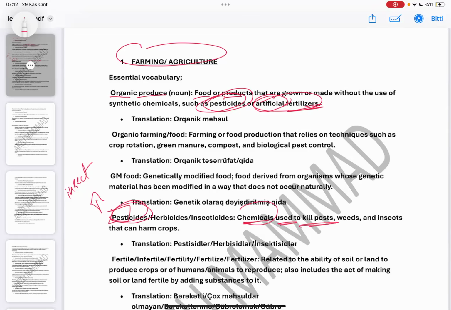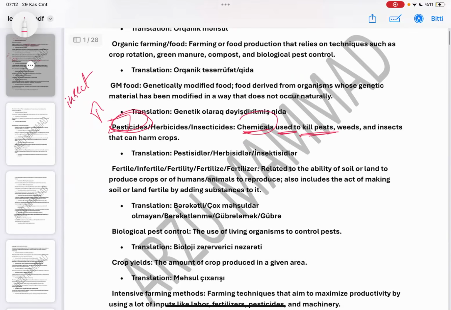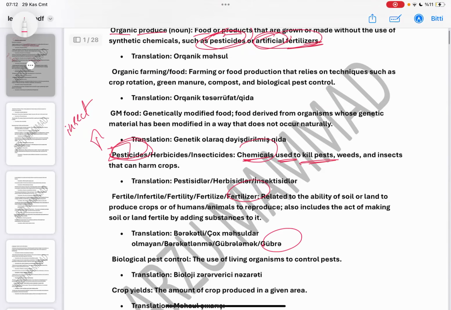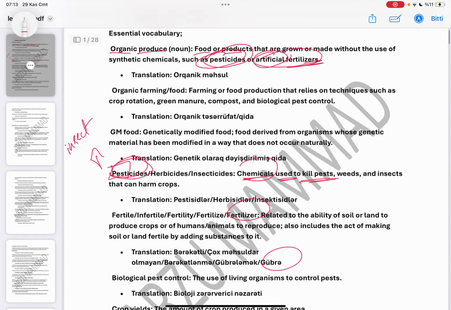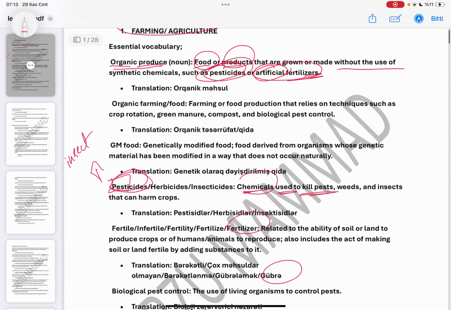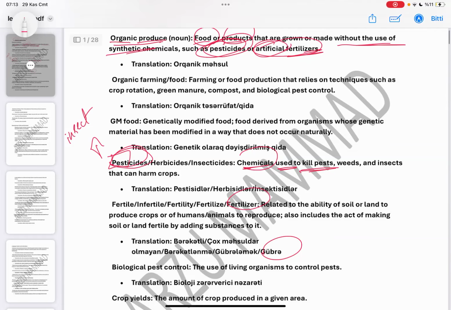And fertilizer, you can see this word here. Actually, these are chemicals which are added to the soil in order to increase its productivity. So in our language, you can see its translation as well. So when it comes to organic produce, it is food or products that are grown or made without the use of synthetic chemicals or artificial fertilizers.